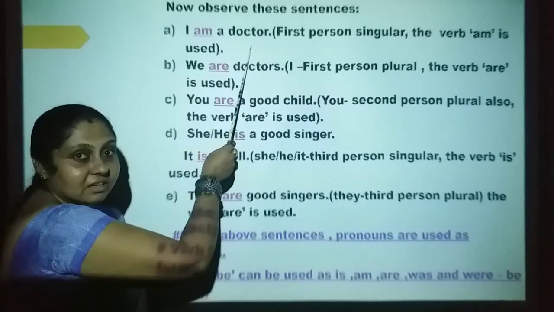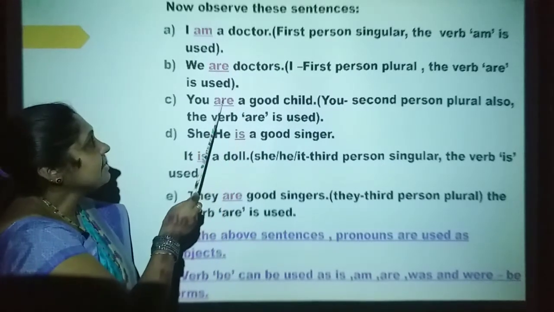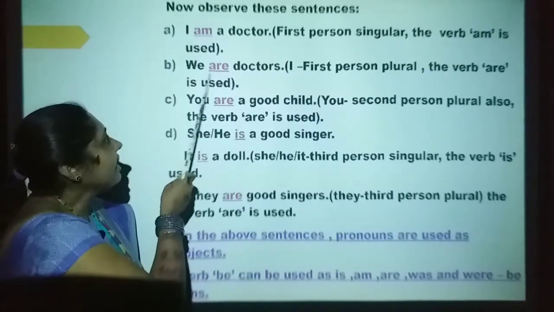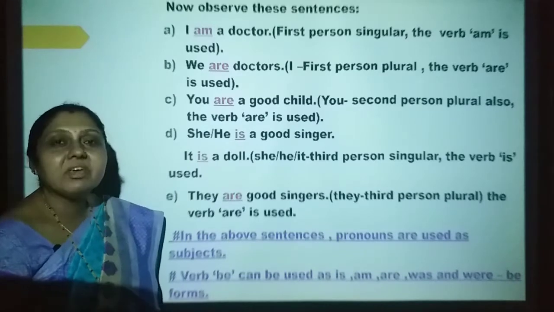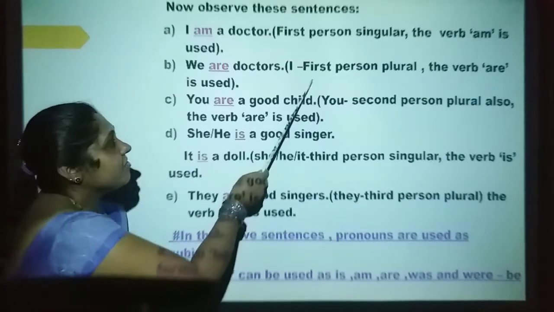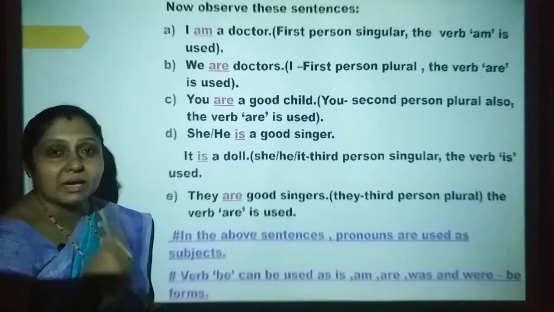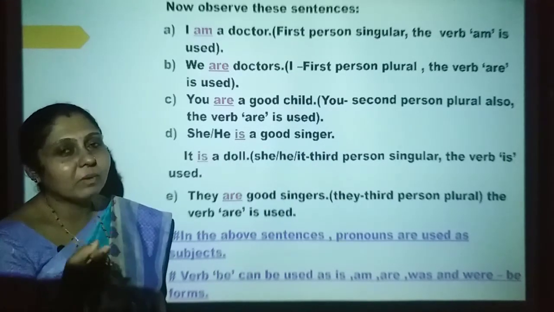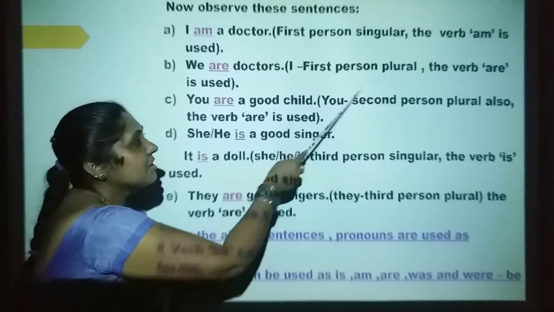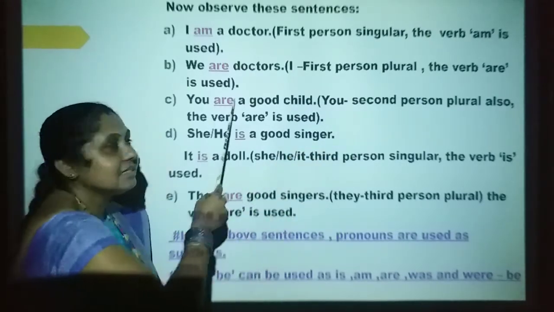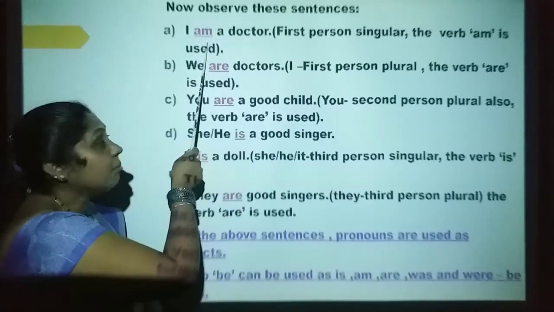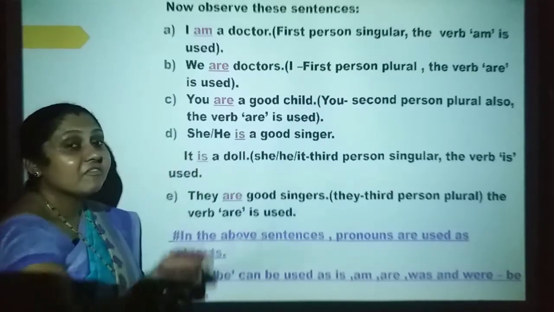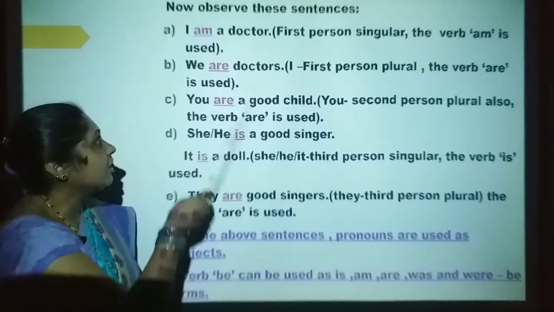I am a doctor. Next sentence, we. More than one. We are doctors. We are teachers. First person plural, more than one. When it is singular, it is only one. When it is more than one, it is plural. First person plural, the verb are is used. So here you use am because you are talking about first person I. Here it is we, first person plural, that's why you are using are.